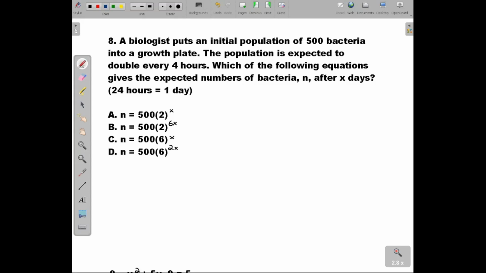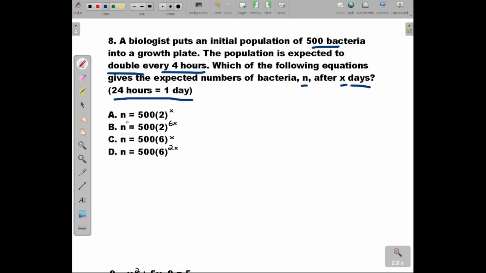Number 8. A biologist puts an initial population of 500 bacteria into a growth plate. The population is expected to double every 4 hours. Which of the following equations gives the expected number of bacteria n after x days, where 24 hours is equal to 1 day?